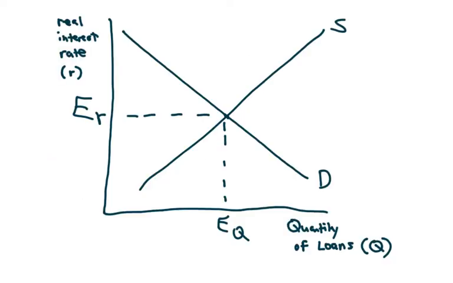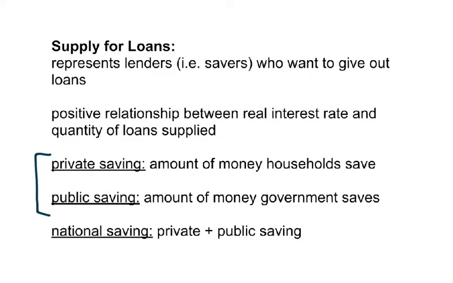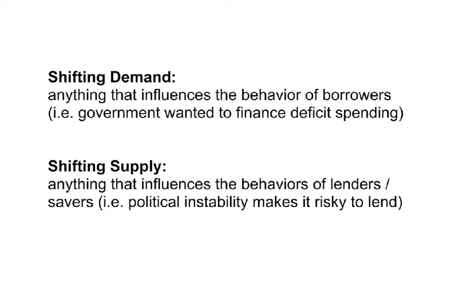The supply curve here in the loanable funds market represents national saving, the sum of household saving, private saving, and government saving, public saving. So that's the supply curve for loans. Now you may be thinking, oh my gosh, there's curve shifters, right? These curves can shift. And yes, they can, but there really isn't any specific shifters.